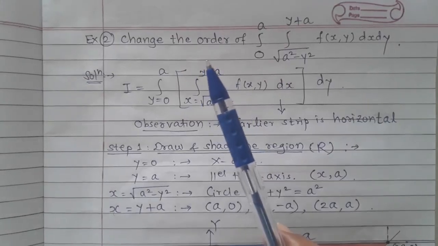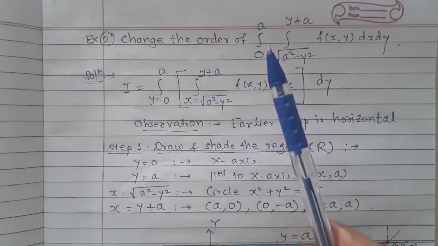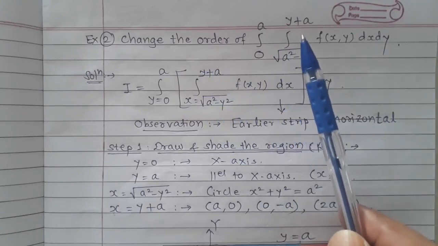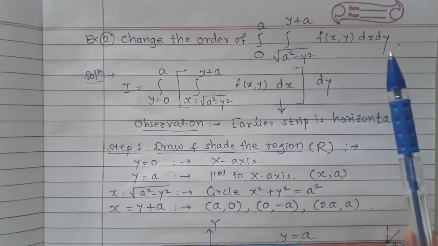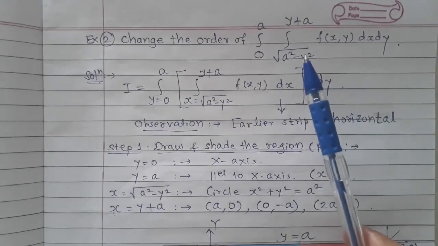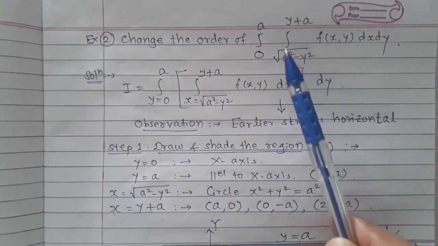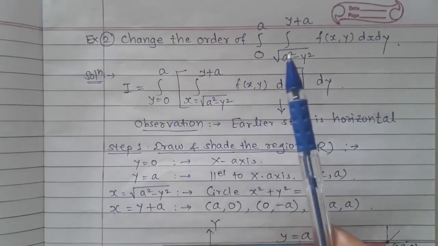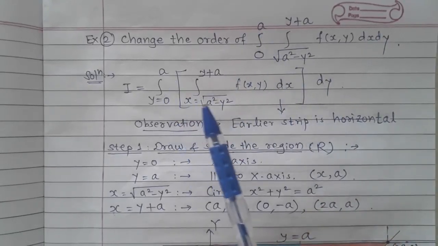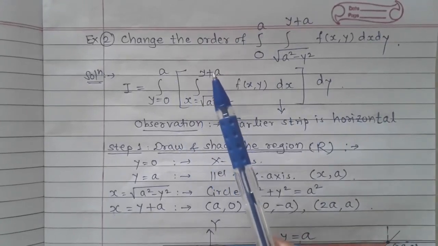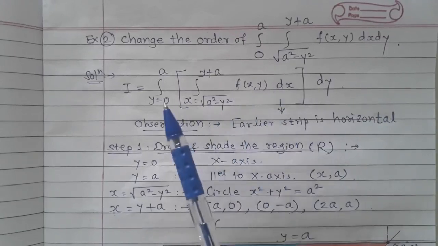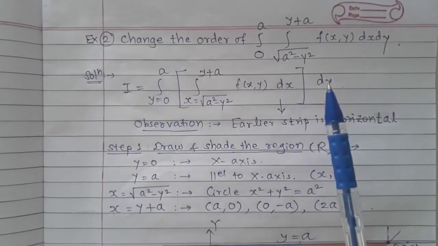Second question, change the order of integration: y from 0 to a, x from root of a square minus y square to y plus a, f of xy dx dy. In this question, see that this contains y, that means these are the limits of x. So the rest, the constant limits, are of y then. So y from 0 to a, x from root of a square minus y square to y plus a, f of xy, limits of x inside, so dx inside, constant limits of y are outside, so dy outside.